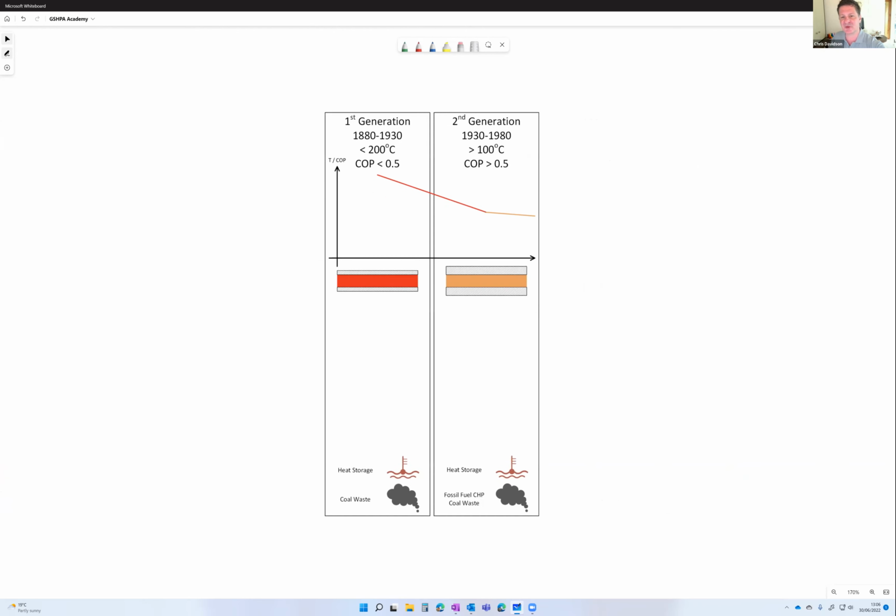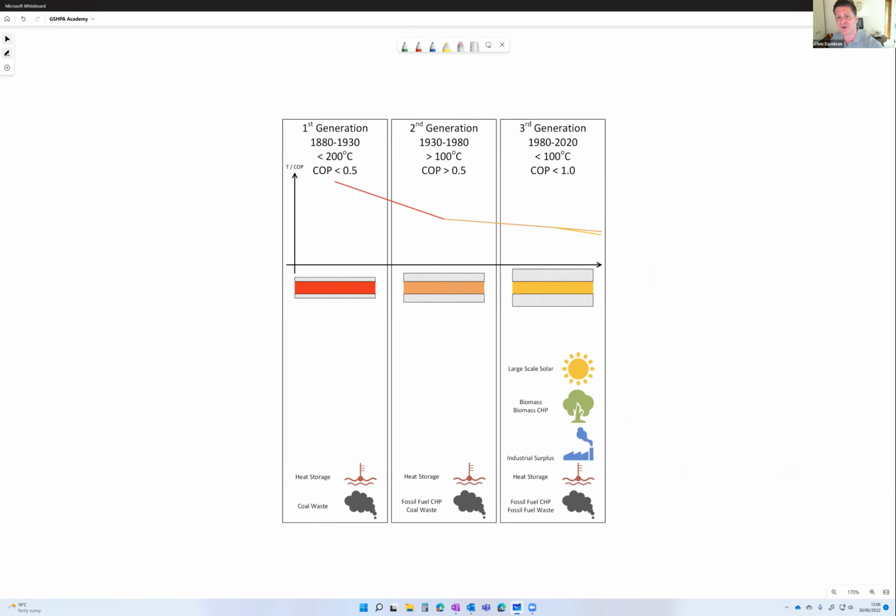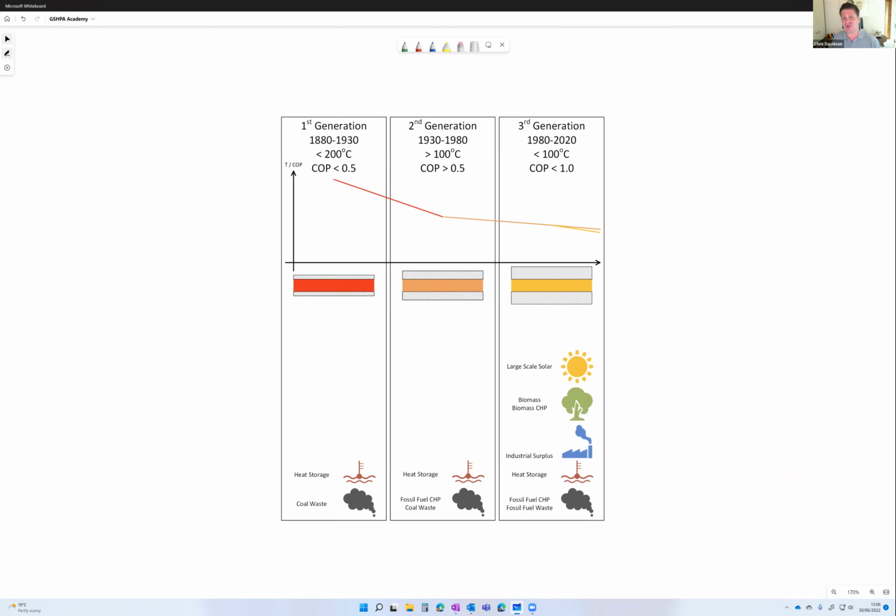Moving forward to the main part of last century, we're talking about second generation heat networks. Temperature still above 100 degrees C, so still steam in those pipes. Pipes again relatively small with large temperature differences in those networks. COP probably creeping above 0.5, 50% efficiency, and the insulation on the pipework was getting better. So improvements, but still quite a long way to go. We then get into the third generation heat networks, which were installed up to really a couple of years ago. So temperatures now less than 100 degrees C.